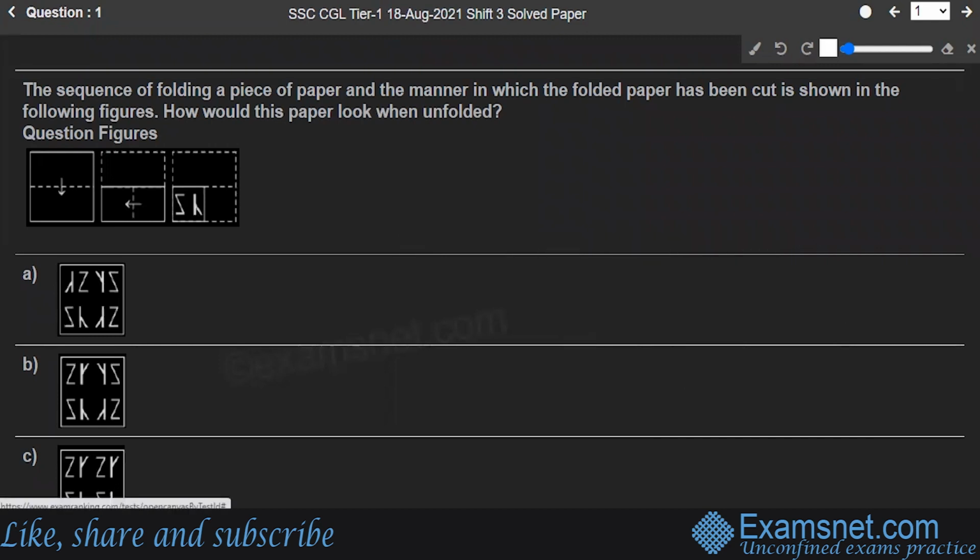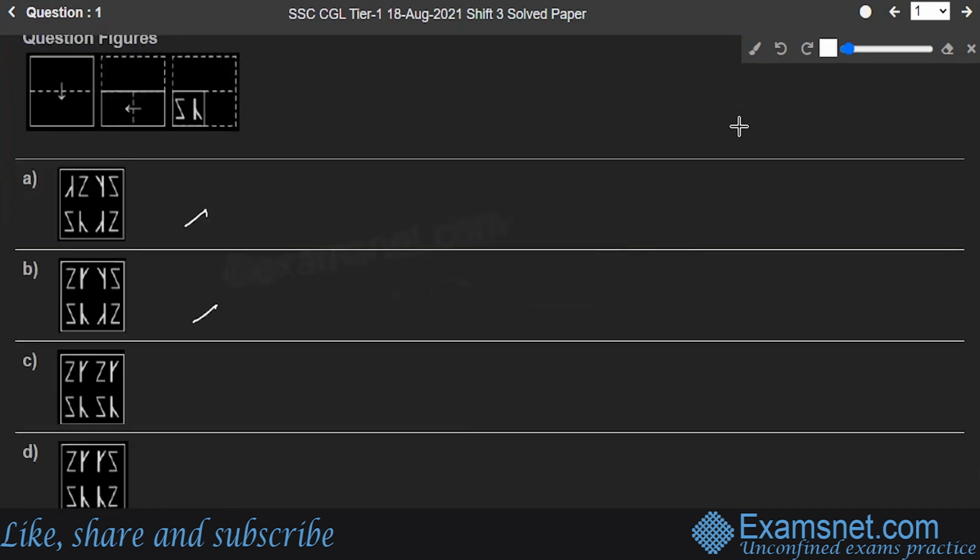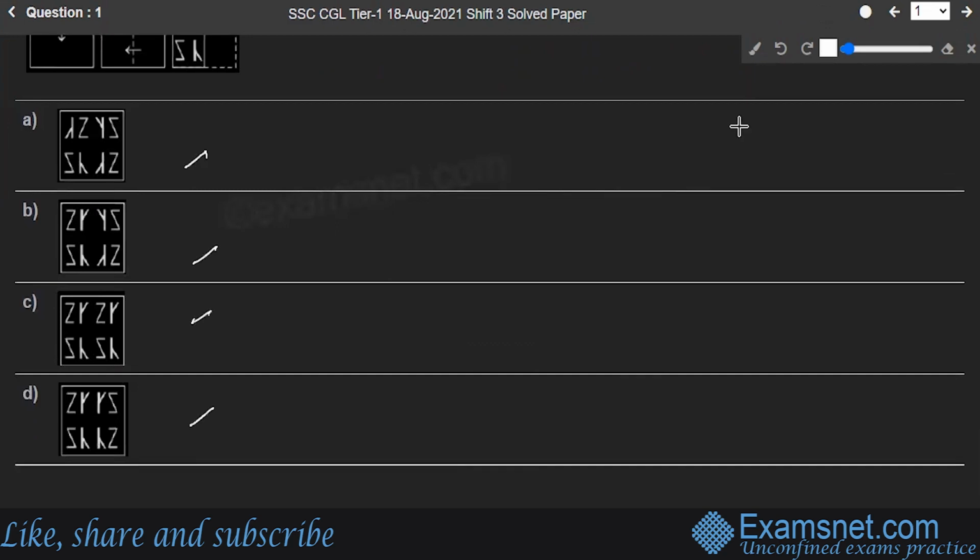Let's start with the paper. This is the very first question. It says the sequence of folding a piece of paper and the manner in which the folded paper has been cut is shown in the following figures. How would this paper look when unfolded? So this is the paper. First of all, it's folded half-wise and then quarter-wise, and then some cuttings or particular figures are made in this paper. And the question is, when you unfold this paper, how will it look? A, B, C, D.